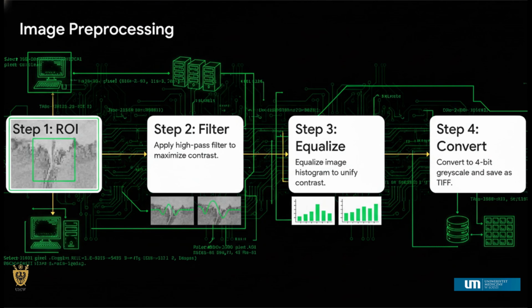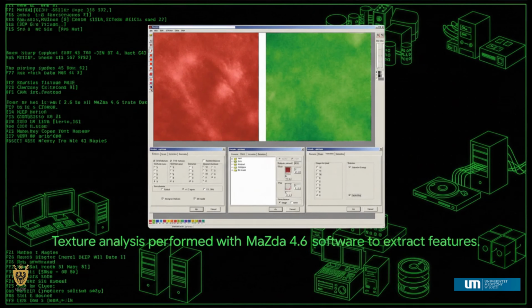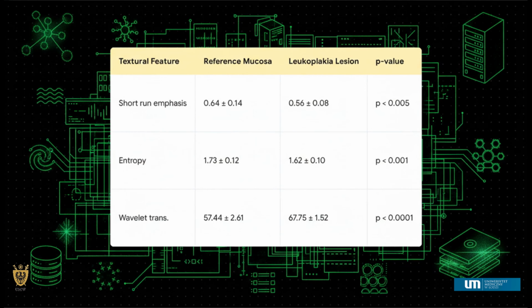Consistency is everything in science, so every image goes through the exact same four-step prep. A specific area is selected, filters are used to crank up and unify the contrast, and then the final image is saved in a standard format, all ready for the real analysis. And this is the tool that does all the heavy lifting. The analysis is done with a piece of software called Mazda. This is the workhorse. It looks at that prepared image and calculates hundreds of different numerical values or features that describe its unique texture.